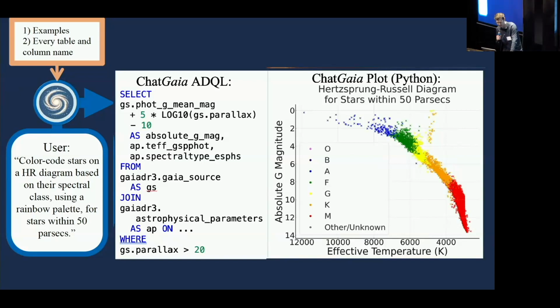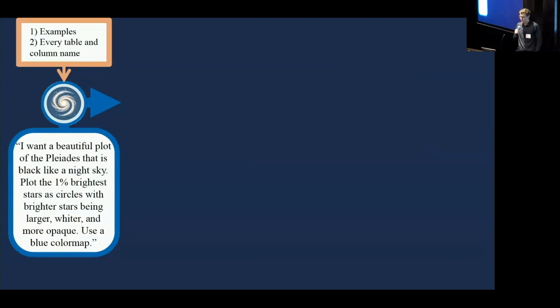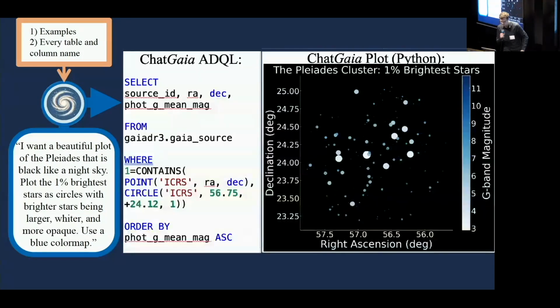Now, let's see another example. I want a beautiful plot of the Pleiades that is black like a night sky. Here's what it creates. Wow. It remembered the RA and Dec of the Pleiades, and it made the plot black like the night sky.